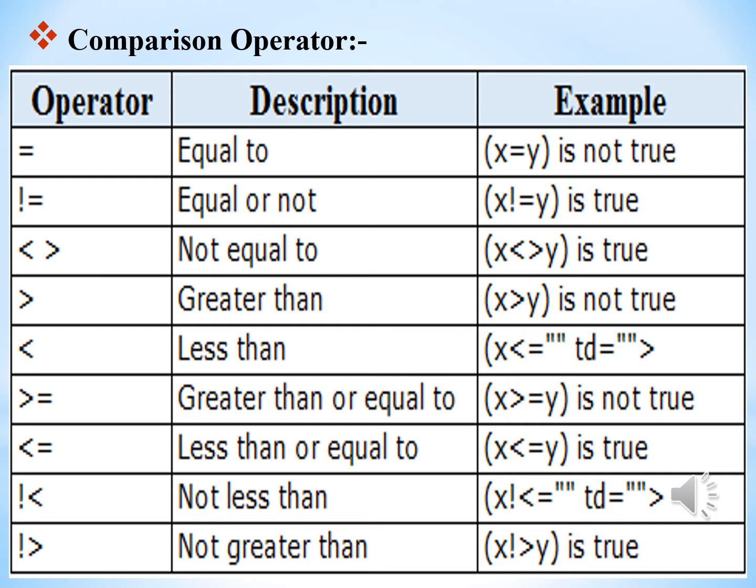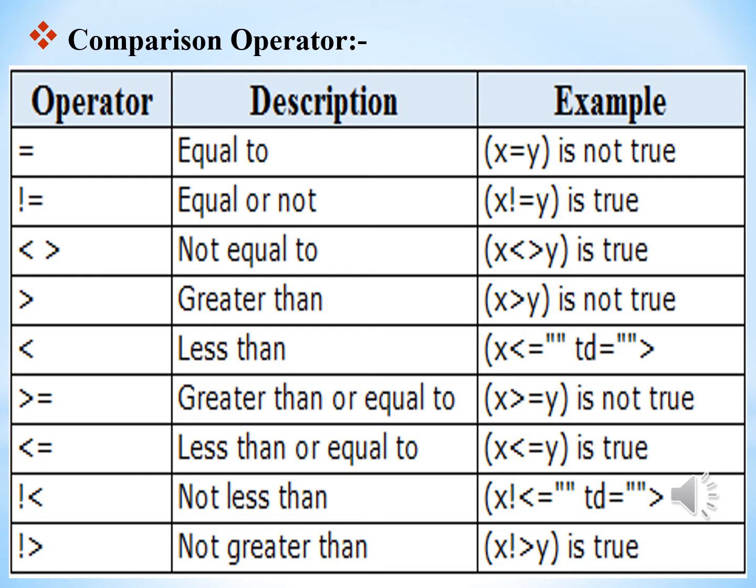Consider two operands x and y, where the value of x is 10 and y is 5. Then the equal to sign. It checks whether both operands have the same values; if so, the condition becomes true. So x is equal to y is not true, because x's value is 10 and y's value is 5.